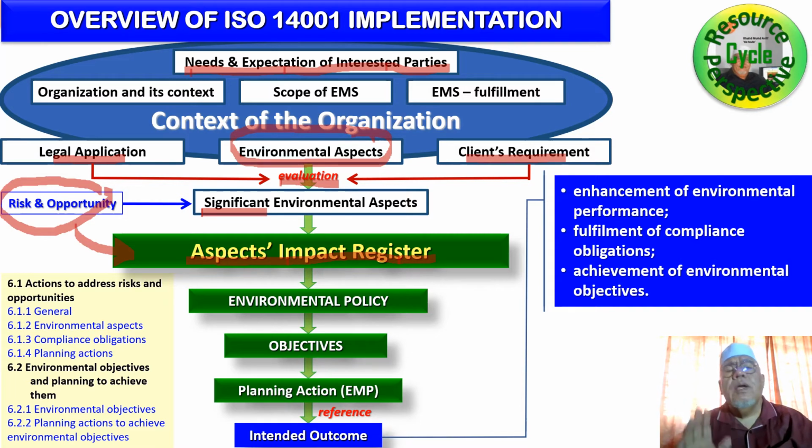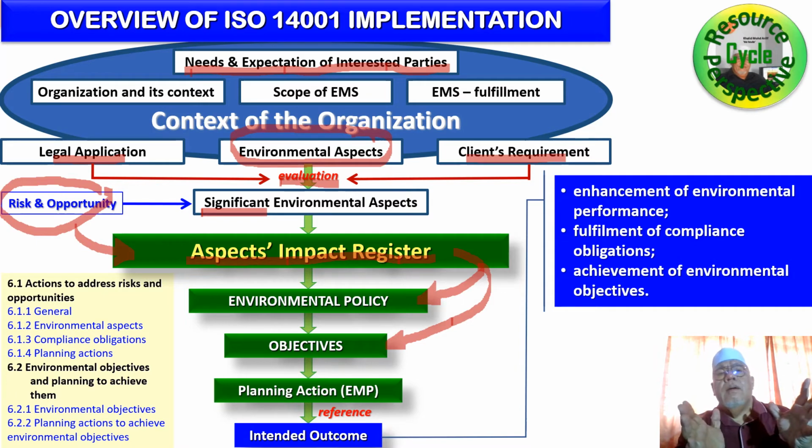All right, once they know this, only then would this company formulate their environmental policy, not doing the policy first. Identify the environmental aspects first. And with this register, they will use this aspects impact register, or I call it the dashboard, to formulate their environmental objectives based on what they could afford to achieve.